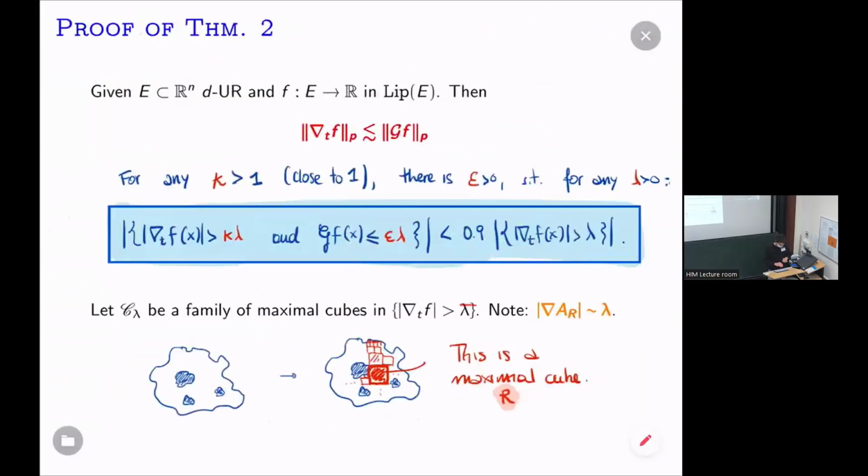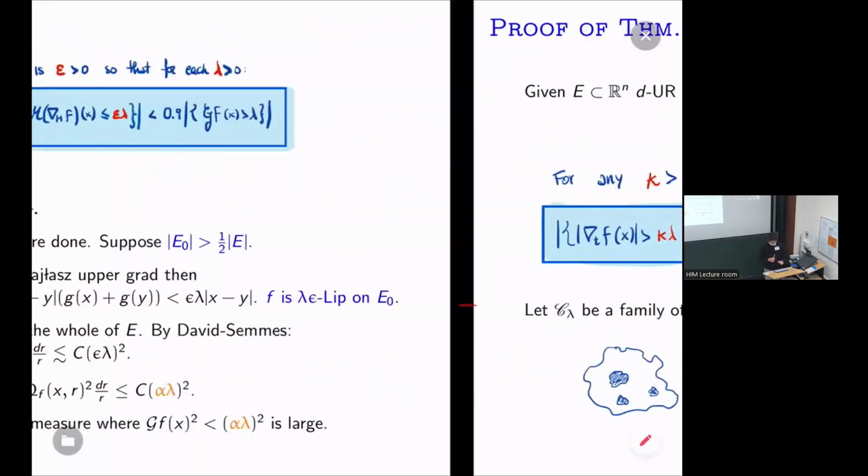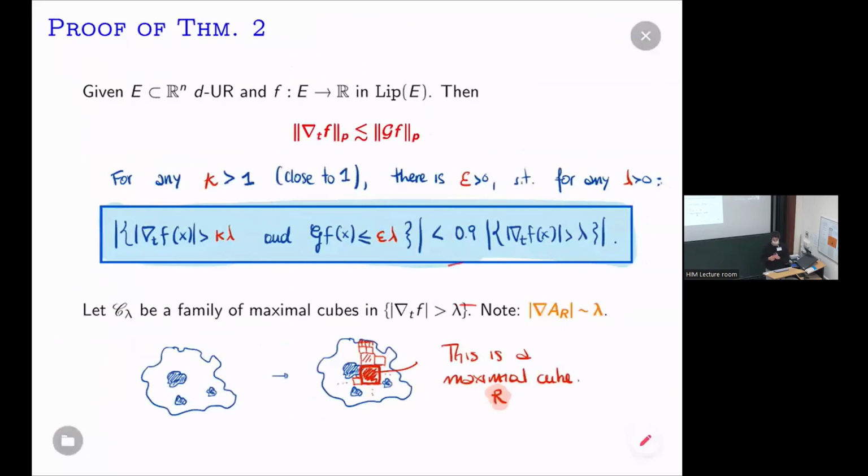Okay, so now this was the proof of the first theorem. Now I prove the second theorem. Okay, so we said that if you have a uniform rectifiable set E, and F is Lipschitz on E, then we have this bound.